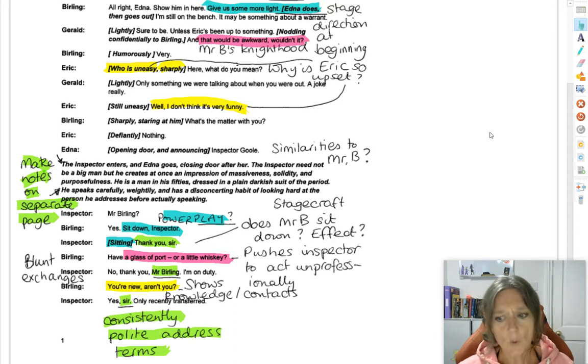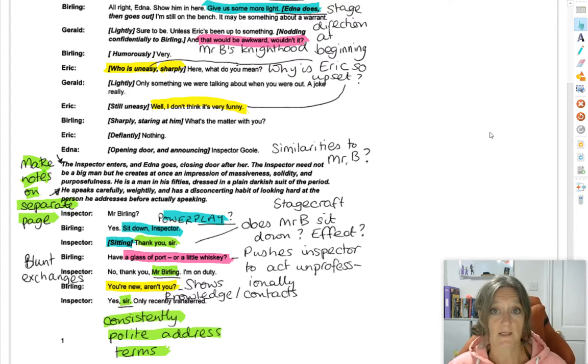As I said previously, what I do notice is that there are quite a few similarities between Inspector Goole and Mr Birling himself. They're both in their fifties, and they both seem to have done well in their career. The Inspector has worked his way up to the rank of inspector, which is quite a good promotion for a man in his position, whereas Mr Birling seems to have a very profitable company, and he's marrying his daughter off to someone from a higher social class. So both men seem to have done quite well in their career.